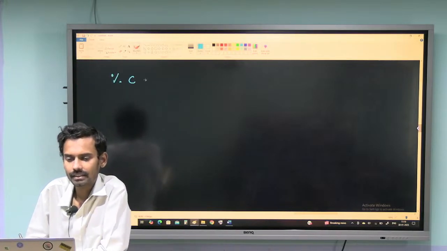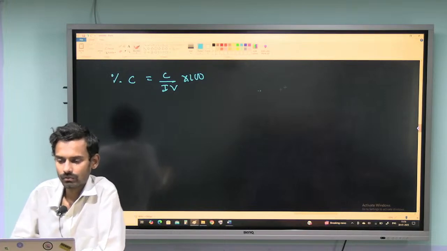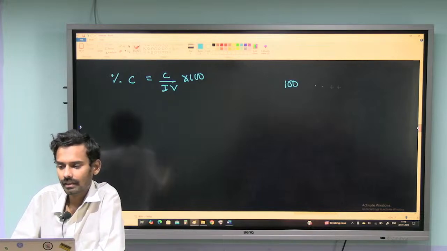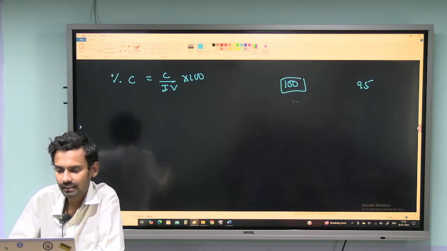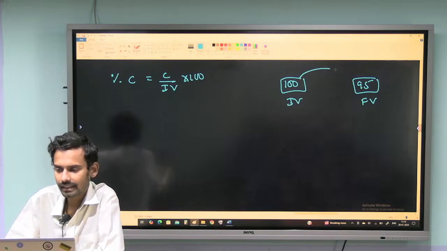Percentage change is comparing the change with respect to the initial value and multiplying it by 100. For example, if I say a person's salary is 100, now it is 95. How much is the change? This 100 is called the initial value and this 95 is the final value. It has changed from 100 to 95, so the change is equal to 5.